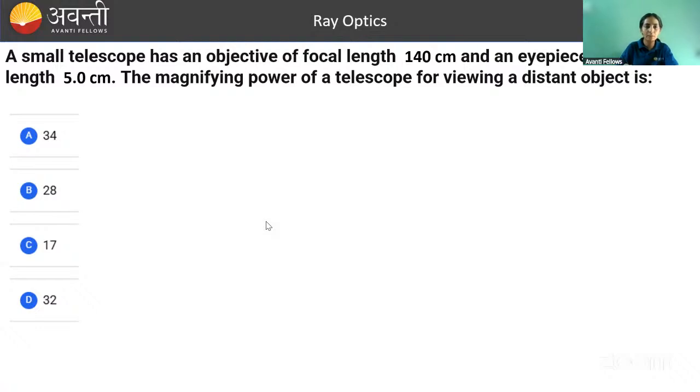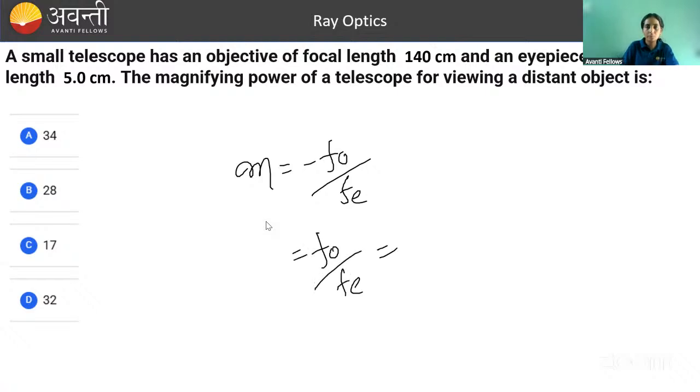You just need to put in the formula. What was the formula for the magnification of a telescope? Minus f naught by fe. So if we talk about just the magnitude, it is f naught by fe, right? And here what focal length is given? The objective lens is 140 centimeters. What is the eyepiece focal length? 5 centimeters, right? So if you divide it, how much will it become? 28. So the answer is going to be B, right?